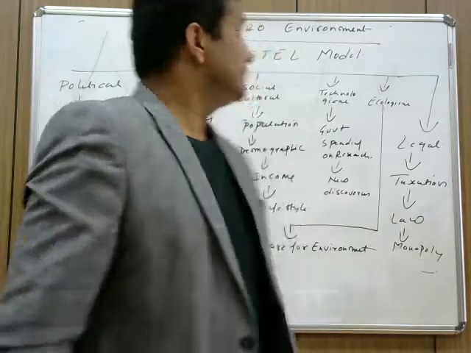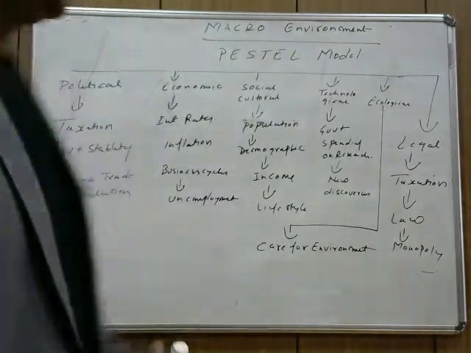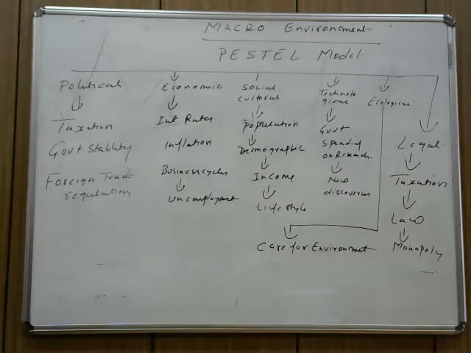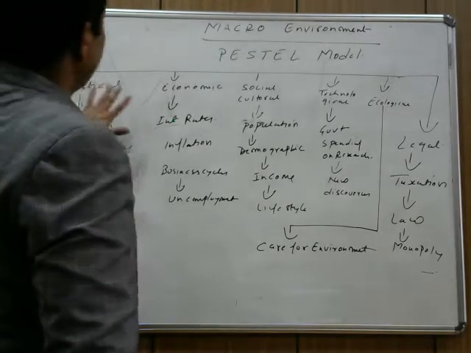Now moving forward to the macro environment part. What is the macro environment? Now as per the diagram which is shown, I hope you are able to see it. The different factors are there, which we call the PESTEL model. I hope you can see that PESTEL model. What is it telling about? There are different factors. Political.